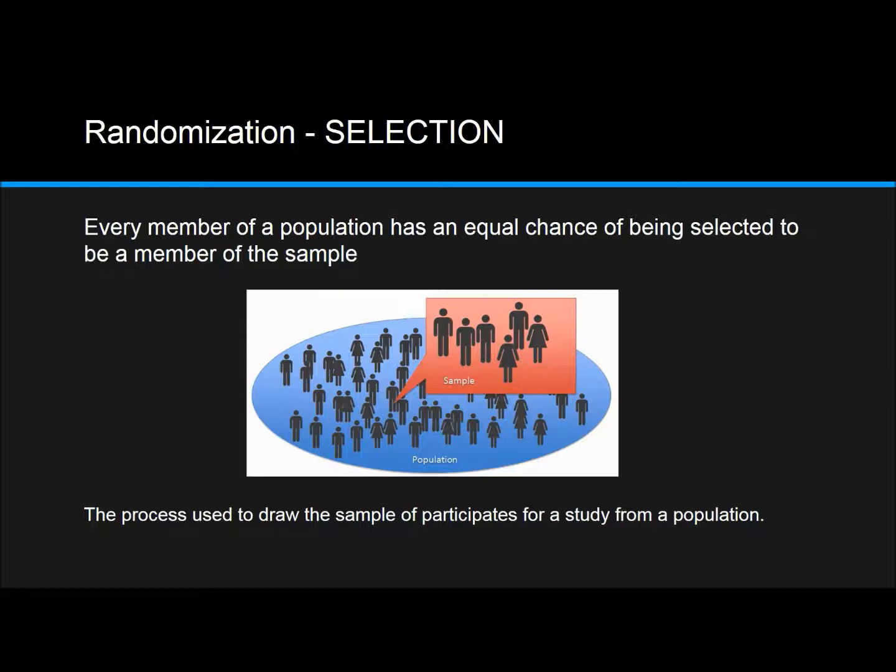Selection is the process used to draw a sample of participants for your study from that population. Using random selection, every member of the population has an equal chance of being selected to be a member of the sample that you're going to use for your study.